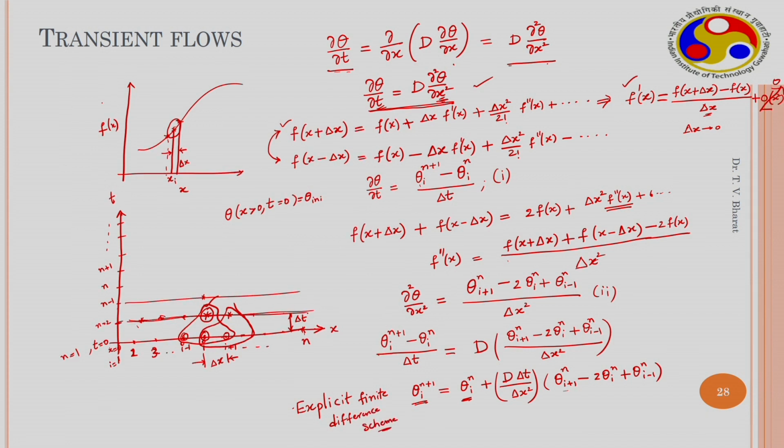So, one can obtain the stability and convergence of these particular expressions or equations, and based on how this D delta t by delta x square changes, the convergence and stability criteria can be developed. How error propagates if you change the delta x or delta t, etc., can be studied.